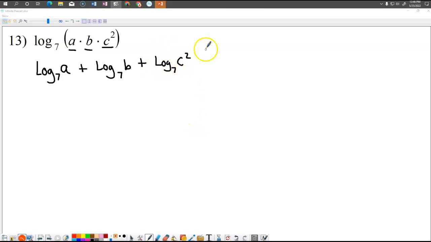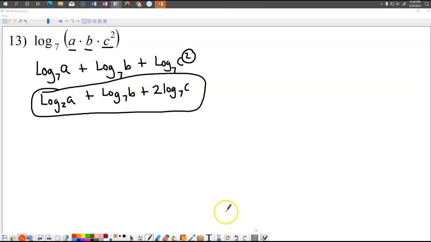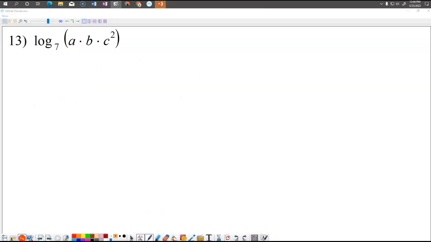The next thing that we can do is anytime your argument has a power on it, it can be rewritten as a multiplier of the logarithm. Like so. And that would be our final answer there. All right, so you could split the logs up as well. Let's go ahead and see if we can find one for you guys to do. Number 14 is for you. And we'll move on to number 15.